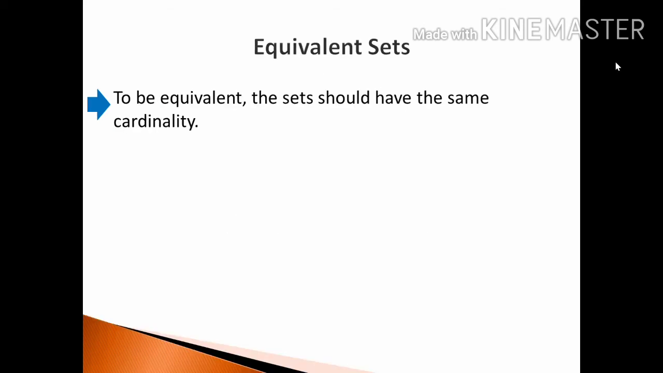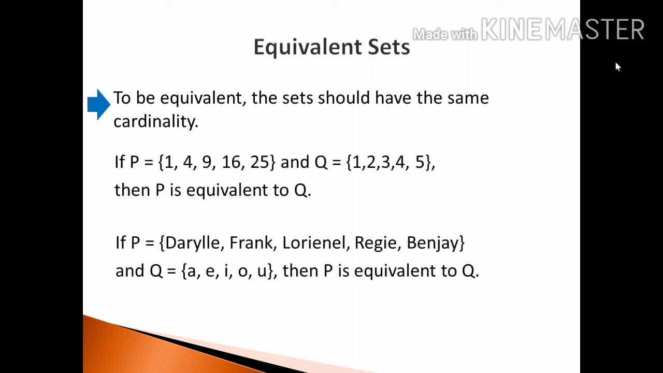Let's proceed with the equivalent sets. To be equivalent, the sets should have the same cardinality. So, meaning to say, it's not about the elements, but about the number of elements. We have here two examples. If set P has the elements 1, 4, 9, 16, 25, we count them individually, that is 5. And set Q has the elements 1, 2, 3, 4, 5, still 5. So they are equal in number, so that makes them equivalent.